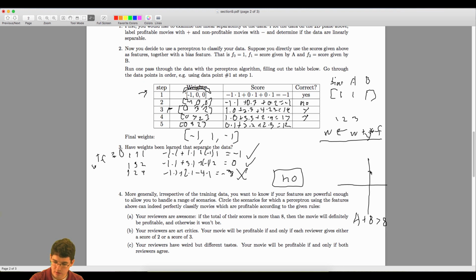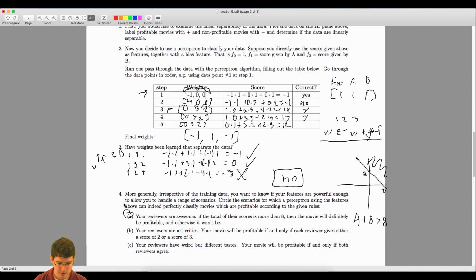So if we have the line A plus B is greater than 8, what that's going to look like is it intersects here at 8 and here at 8. And so everything above this line is greater than 8. And so you can see this is a line, so that means our perceptron is able to classify it. Okay. So in this case, it asks us to circle the ones that we can classify perfectly. So we're going to circle A.